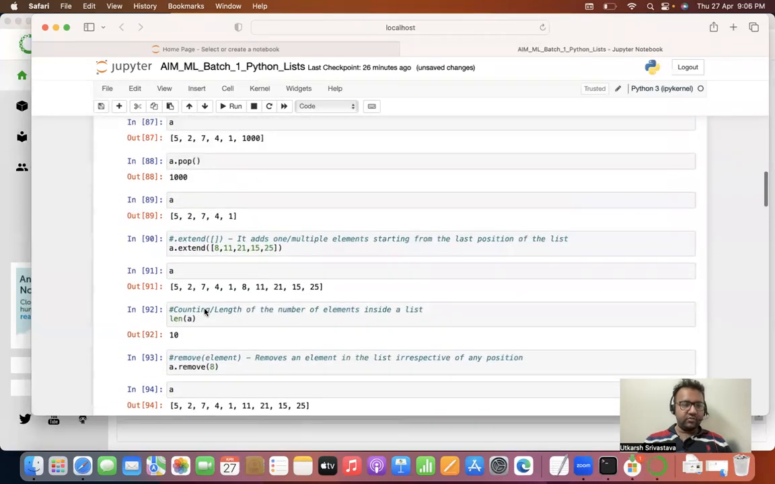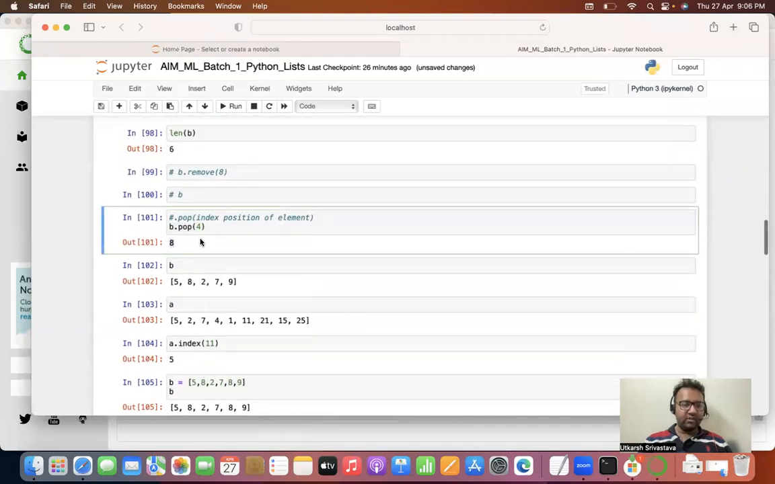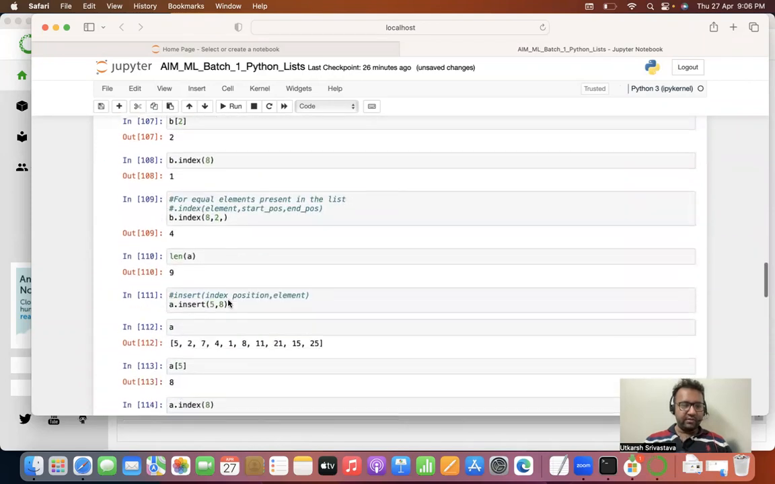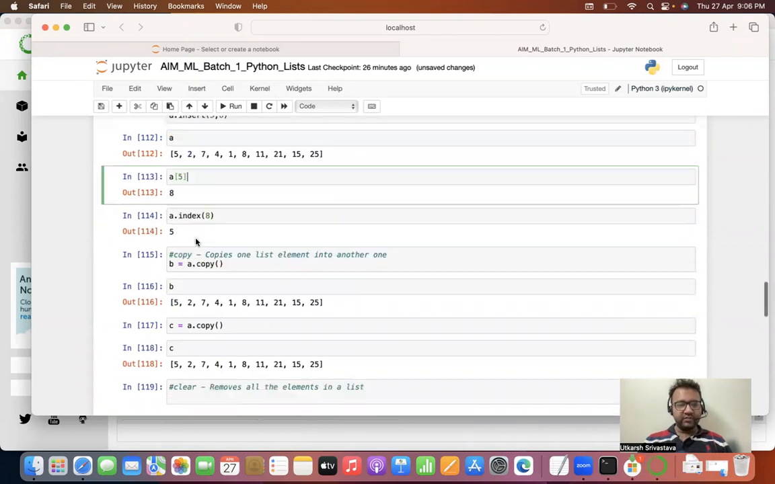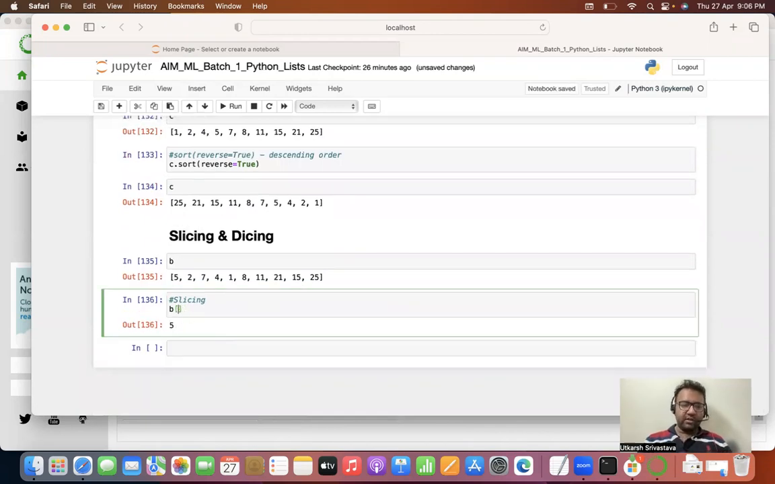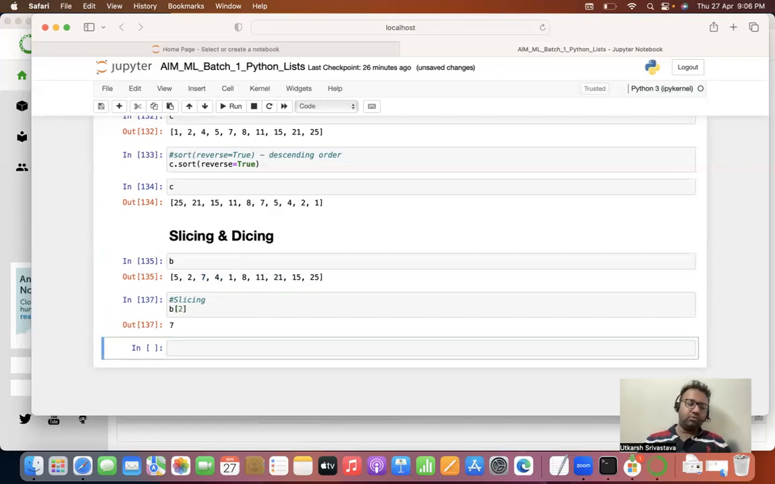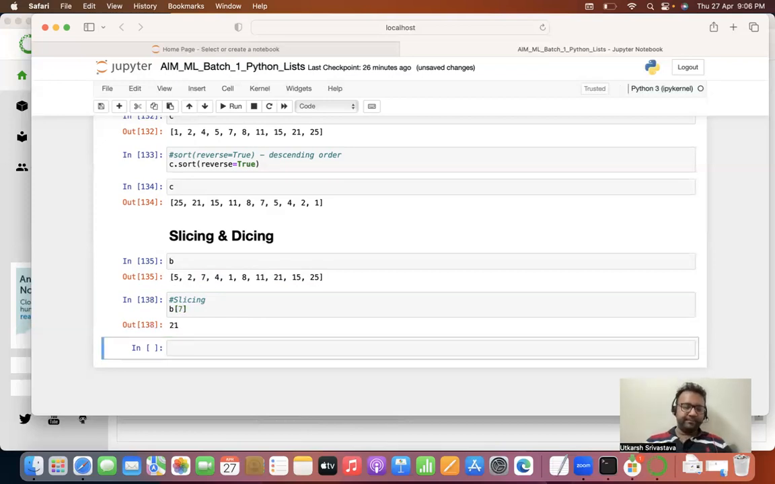So that is where we applied b dot pop, and 8 got removed. And remember, the position starts from what? Position starts from 0. List position starts from 0. So if it is B 0, it is 5. All right, so let us say we want from 7 till 21. Where is 7 placed? 7 is placed at 2. And where is 21 placed? 21 is placed at 7.